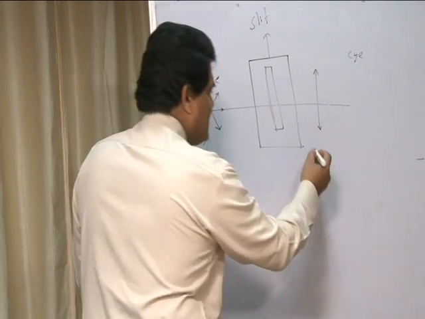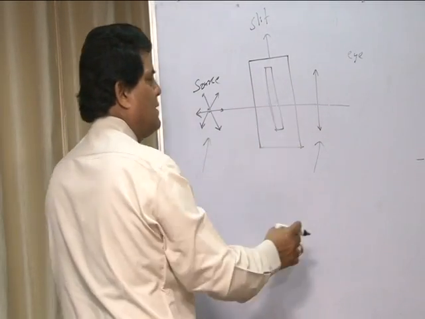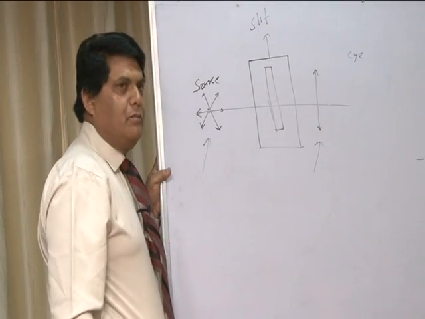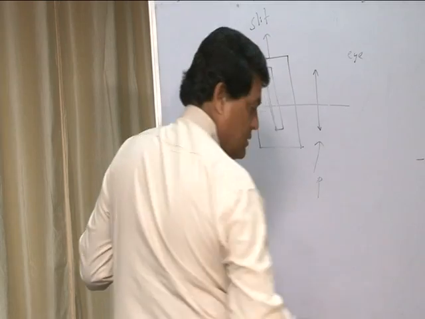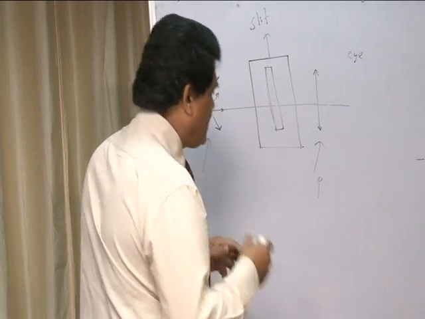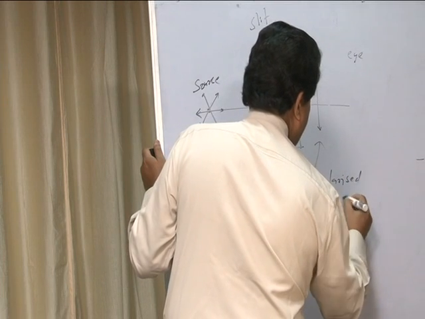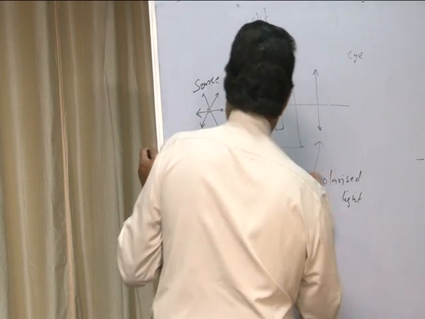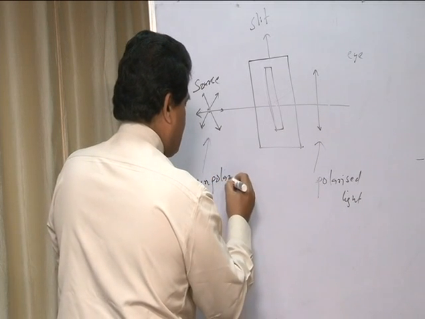Now, the light which is passing through this type of arrangement, we call a polarized light. So this is a polarized light, and this is an unpolarized light.